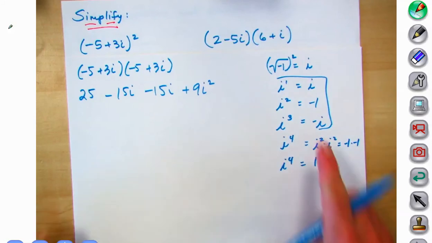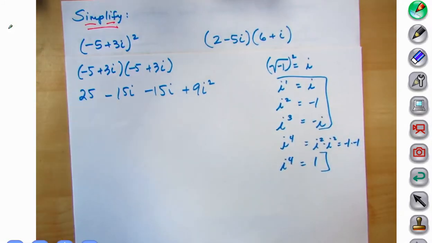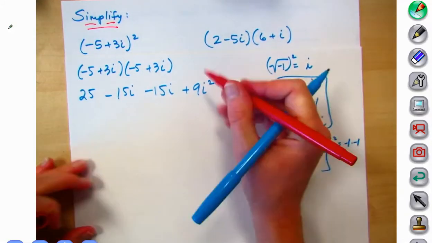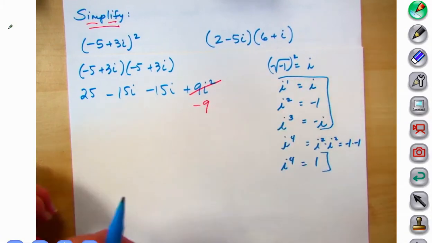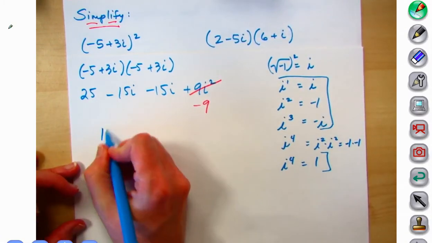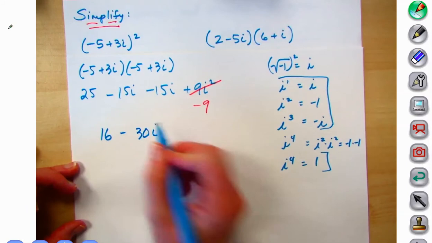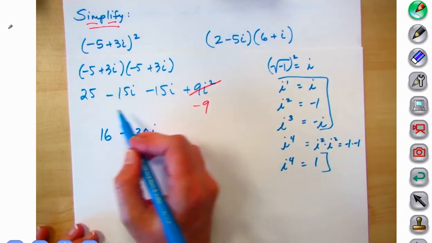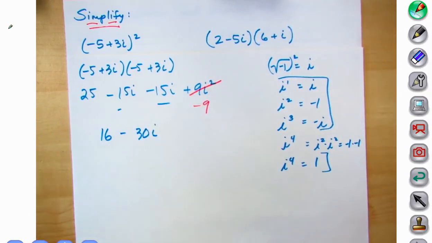So that's going to give us 25 minus 15i minus 15i plus 9i squared. And of course, i squared is -1. So we are going to substitute in just -1, which makes that whole piece -9. So 25 minus 9 is 16 minus the 30i after we combine those two like terms in the middle. So pay attention to that.